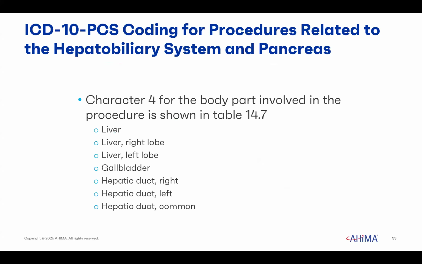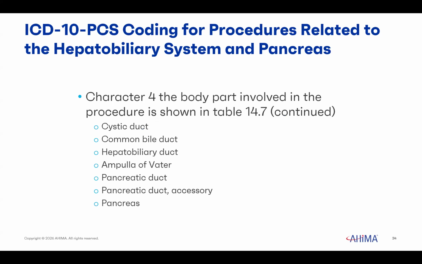Character 4, as we've seen earlier, is for the body part. This could be the liver, right lobe of the liver, left lobe of the liver, gallbladder, hepatic duct, and so on. So it's important to read the op report so we get all that fine level of detail for the fourth character. And again, these have a table. They're in table 14.7 in your text: the cystic duct, the common bile duct, the hepatobiliary duct, and so on.